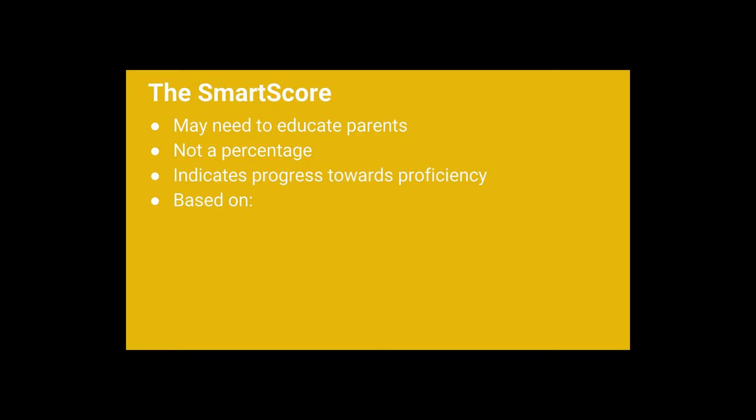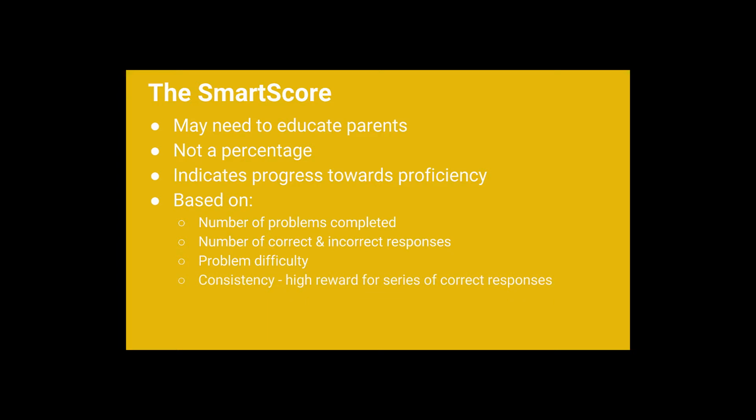There are 4 things that go into calculating the SMART score. The first is the number of problems that the student completed. The second is the number of correct and incorrect responses. The third is the problem difficulty. And the fourth is the consistency at which the students are getting the problems correct. There is a high reward for a series of correct responses. The SMART score is in no way based on time. IXL stresses accuracy over speed.